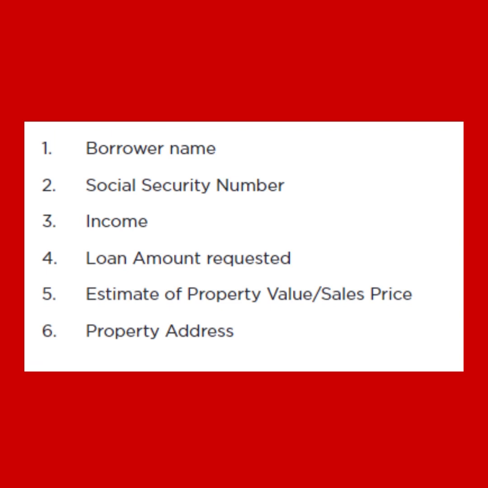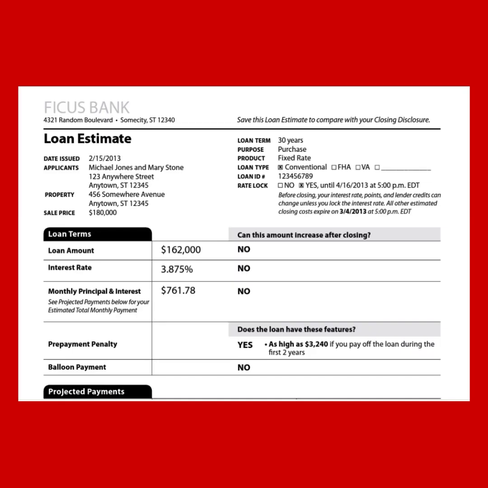applicant. The need for a loan estimate is legally required when a lender receives 6 pieces of information. This is the borrower's name, social security number, income, loan amount requested, estimate of the property value or the sales price, and the property address. Here is the first part of page 1 of the loan estimate.